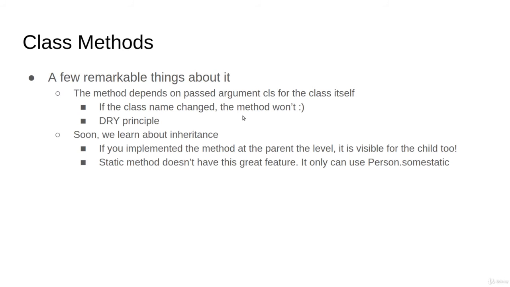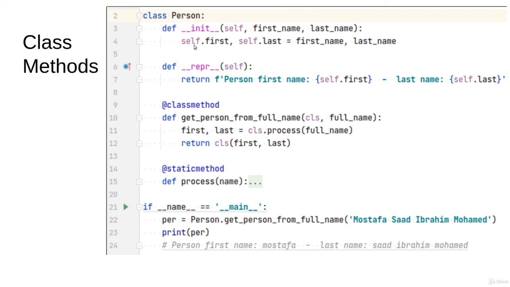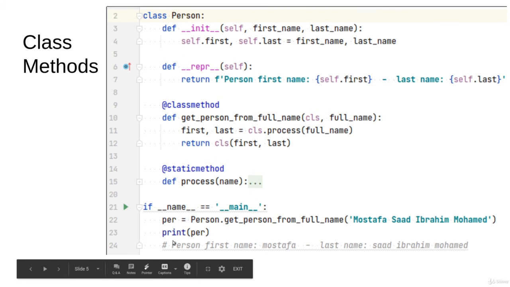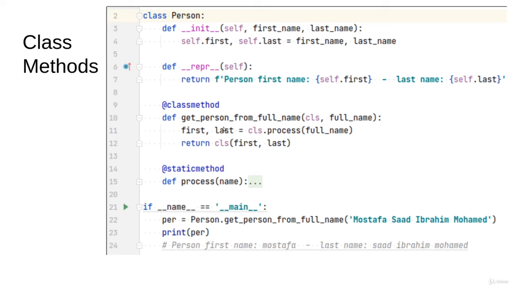Later we will learn about inheritance, and we will know that when the implemented method at the parent is extended, the child will see the function too. I know that you will not understand that at the moment, but later there will be a person class and a child class, and this method will work very well for both the parent and the child. But a static method will not work well that way. That's why the advice is that a static method shouldn't try to deal with the class object or the class itself. If you would like to deal with the class itself, use the class method. If you don't need to, use the static method.